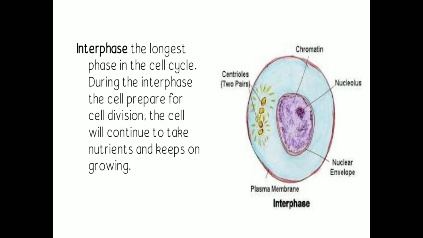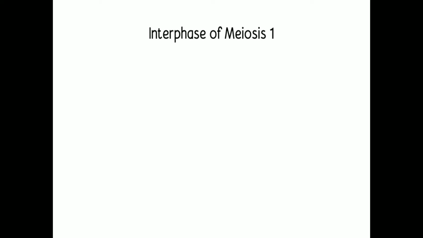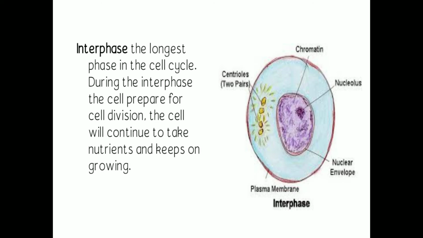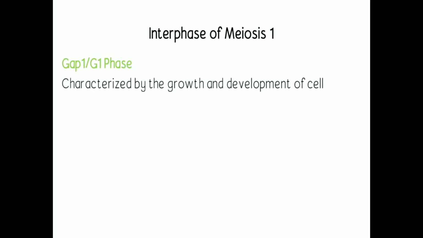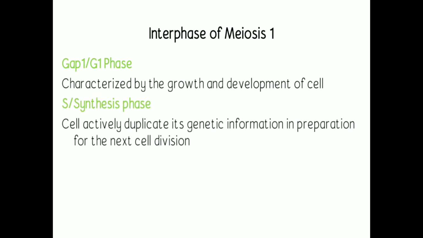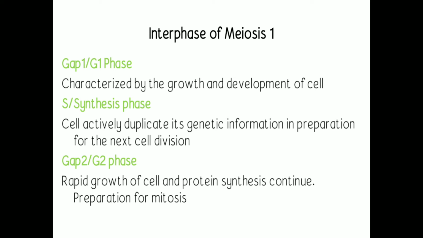Okay, mitosis and meiosis are composed of the same phases, which include the interphase. As we all know, interphase is the longest phase in the cell cycle, and during the interphase, the cell prepares for cell division, continues to take in nutrients and keeps on growing. Interphase of meiosis 1 is also composed of 3 phases, namely the gap 1 or G1 phase, which is characterized by the growth and development of the cell, followed by the S phase or synthesis phase, wherein the cell actively duplicates its genetic information in preparation for the next cell division. And lastly, we have the gap 2 or G2 phase, wherein there is rapid growth of the cell and protein synthesis continues in preparation for mitosis or meiosis.